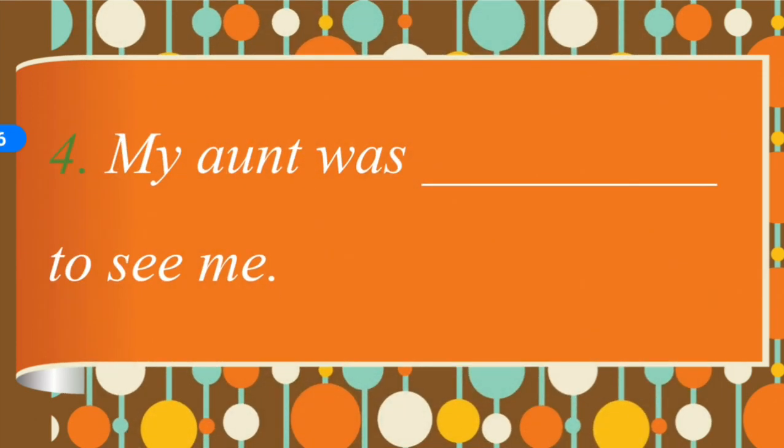Next one. My aunt was dash to see me. We have to tell the state. State means, was she happy? Was she sad? You can write any of these. So, what I have written for you is, my aunt was happy to see me. Answer can be anything. It can be even angry also. If you have done something wrong, aunt can be angry to see. So, that is your choice.